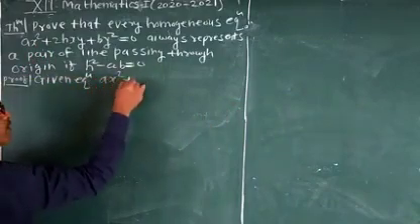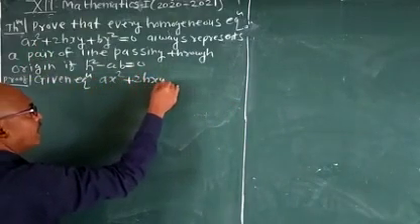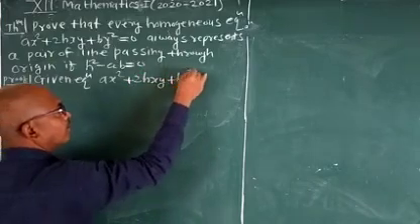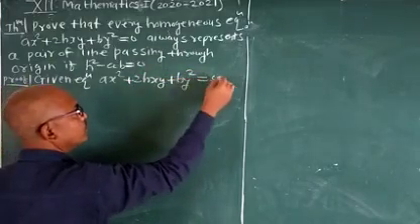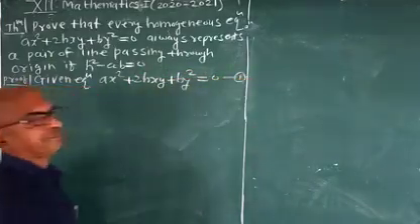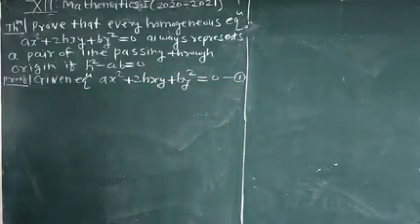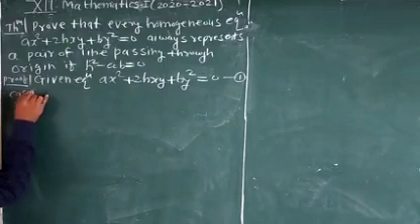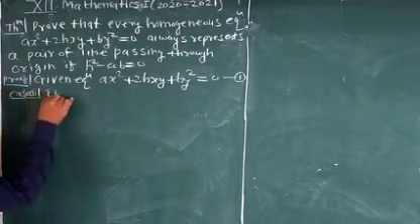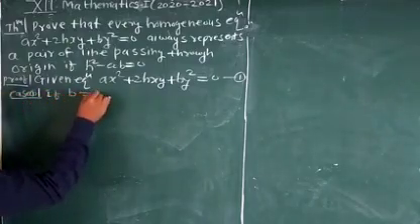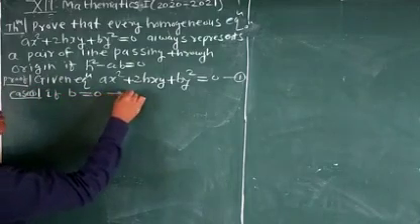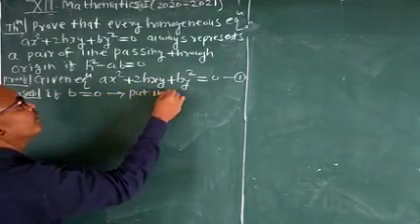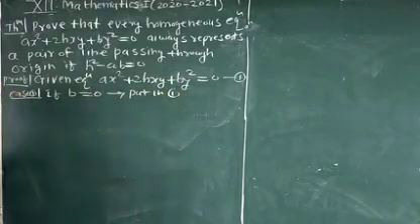Okay, so consider the given equation: ax square plus 2hxy plus by square equal to 0. Call this equation 1. We have to consider two cases. Case first, if b equal to 0. Put the value of b equal to 0 in equation 1.